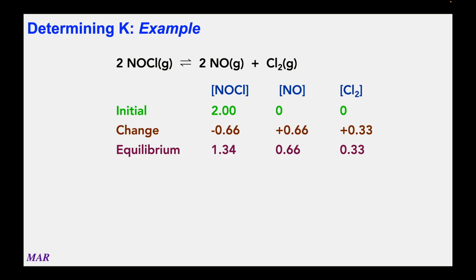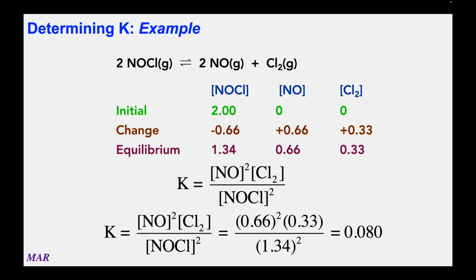So now that we have the equilibrium concentrations of all reactants and products, we're going to use that E part of the ICE table to actually calculate the value of K. And K is going to be products over reactants. It's going to be the NO quantity squared, because of the 2 in front of the NO, times Cl2 divided by NOCl squared. Again, that squared also comes from the 2 in front of the NOCl. So you literally plug those values in, 0.66 squared times 0.33 divided by 1.34 squared. Bam! 0.080 is your equilibrium constant.